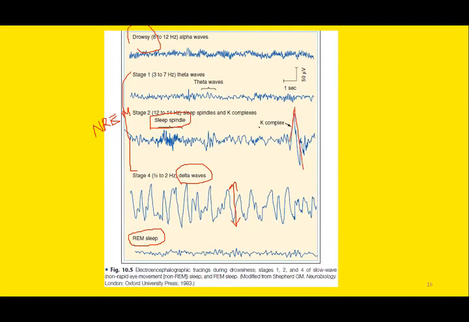And this large amplitude, high voltage wave is known as K complex. So sleep spindles are followed by large amplitude K complex. Sleep spindles are bursts of high frequency electrical activities, as you can see here. K complexes are characteristic features of stage 2 of non-REM sleep.